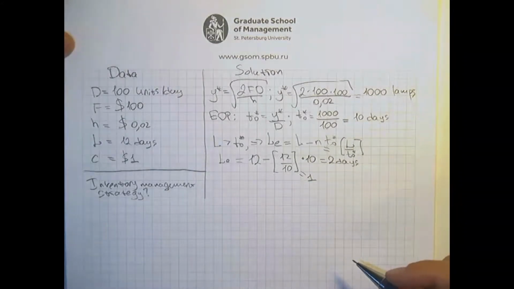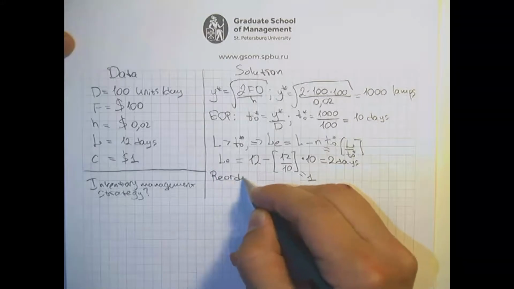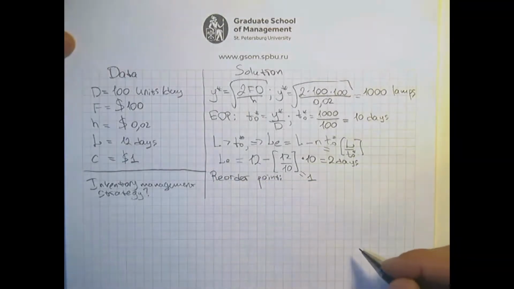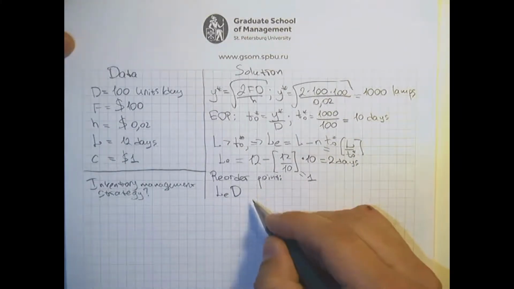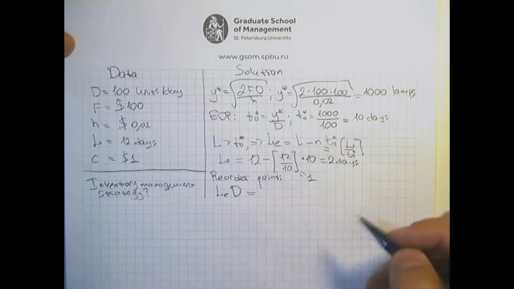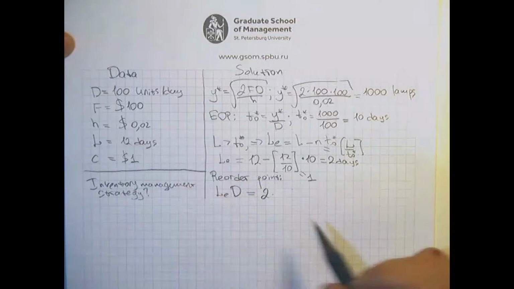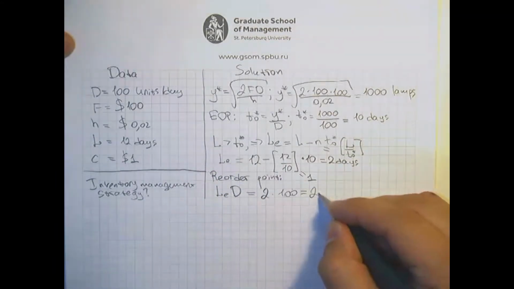Now consider the reorder point. We may find the reorder point as L efficient times D. L efficient equals 2 days, D is 100 units, and the result is 200.